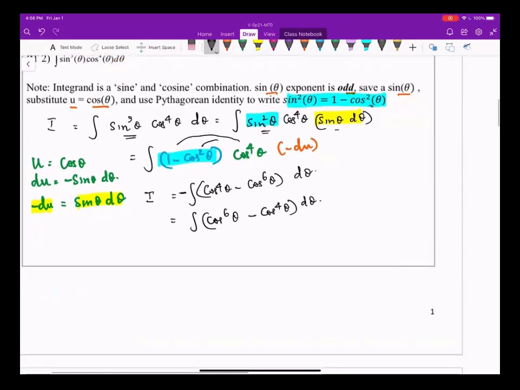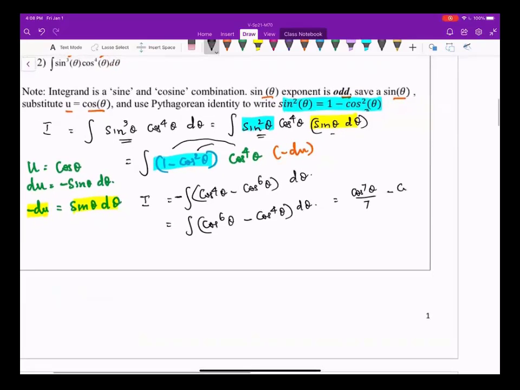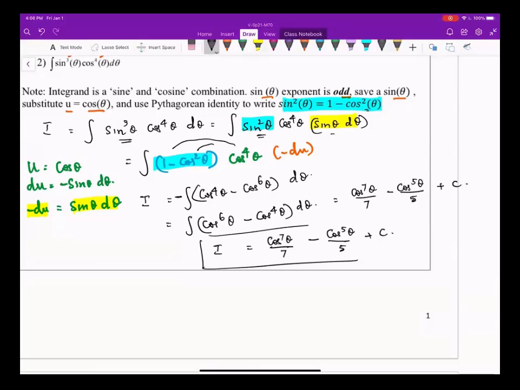If you distribute the minus, then it will be cosine to the power 7 theta over 7 on integration, minus cosine to the power 5 theta over 5, plus c. So I is cosine to the power 7 theta over 7 minus cosine to the power 5 theta over 5 plus an additive constant. Remember that all the indefinite integral problems should have a c associated with it in the answer.